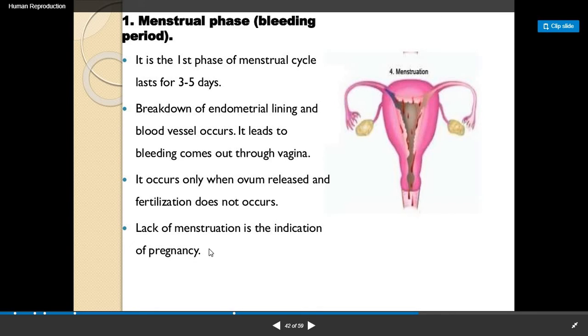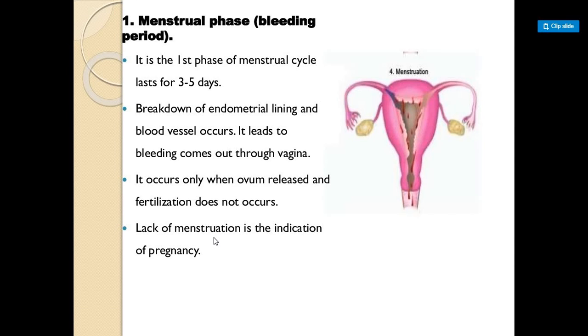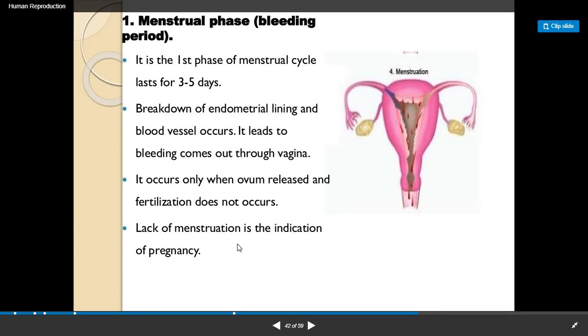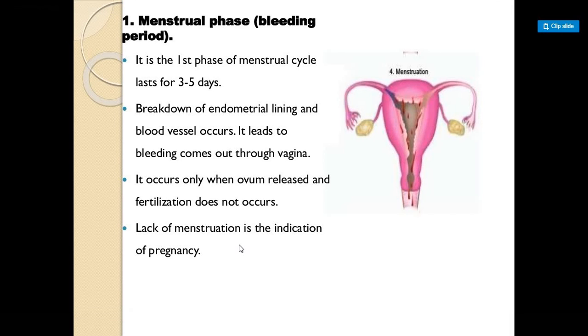It is not every time that lack of menstruation is an indication of pregnancy. Sometimes stress or poor health of the female may also result in lack of the menstrual cycle. Or in some females, an irregular menstrual cycle is due to too much stress, lack of sleep and many other reasons.